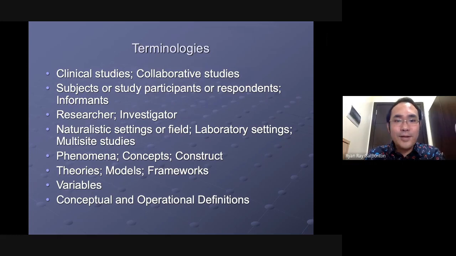Now, in research, we also study phenomena, or a natural happening in our environment. Phenomena can be partly explained scientifically by theories, which are composed of concepts, which are abstractions of the theory, or a construct, which is an abstraction that can be a more flexible abstraction of your theory.